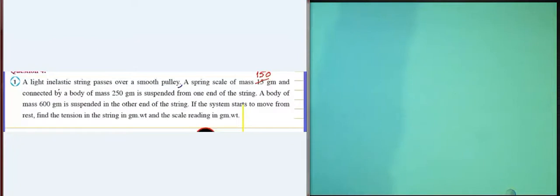Another question. A light inextensible string passes over a smooth pulley. A spring scale of mass 150 gram, connected to a body of mass 250 gram, is suspended from one end of the string. A body of mass 600 gram is suspended from the other end of the string. We can draw it here.